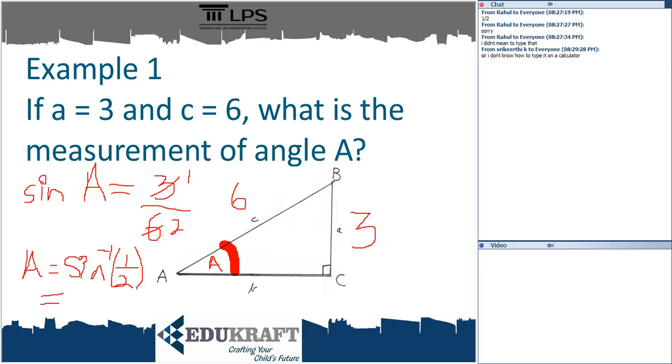Okay, you need to do sine inverse of half. You need to do sine inverse of half.